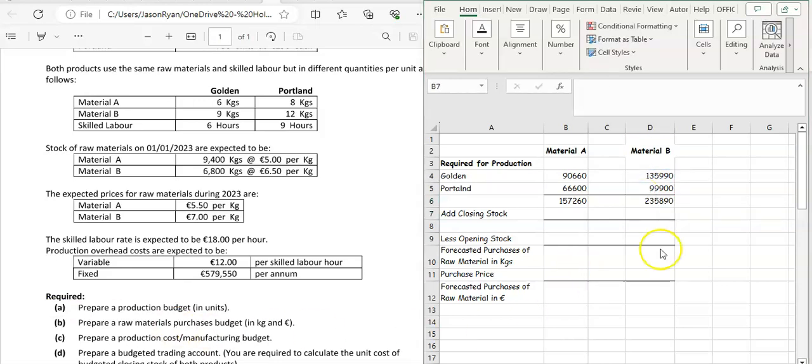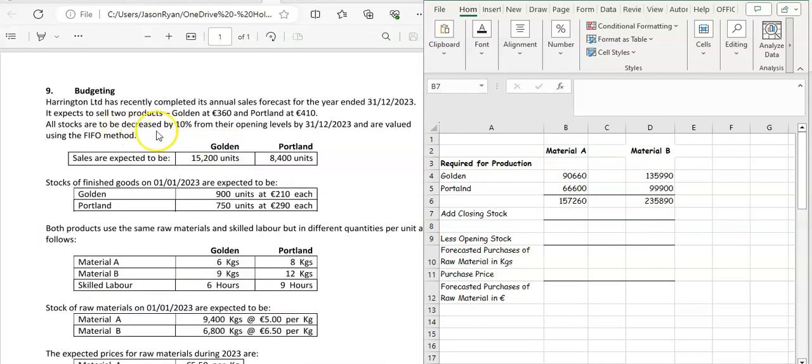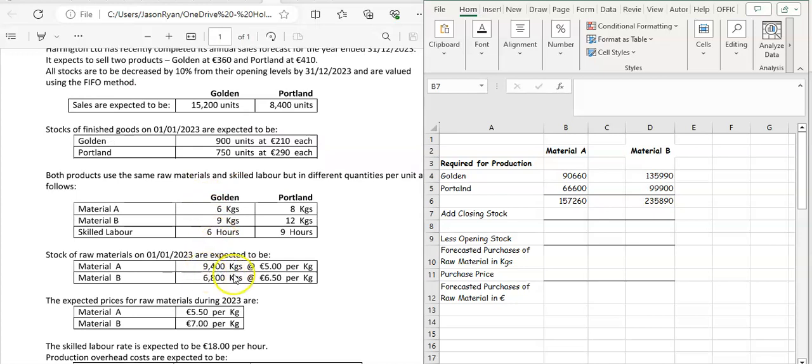So the closing stock that we have in material A at the end of the year is going to be 10% less than our opening stock. So our opening stock here is 9,400. Now I'm just going to put in equals 9,400 multiplied by 90% because it's 10% less, so it's only 90% that we need. It's going to save doing my calculation. You could take 10%, multiply by 9,400 and then take it away from 9,400, but I'm just doing it in one step. So for material B, it's going to be 6,800.